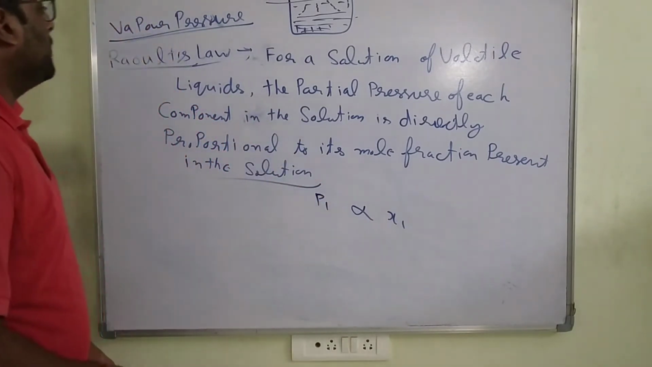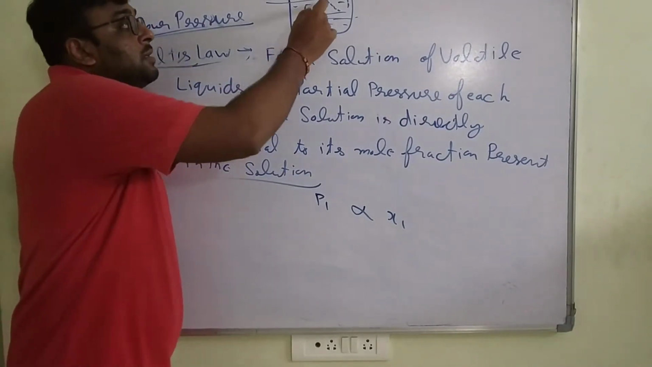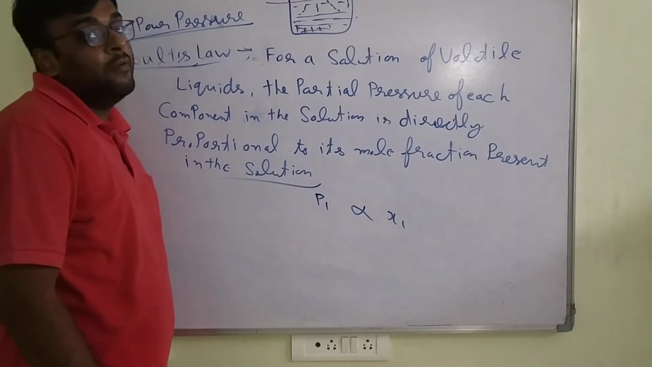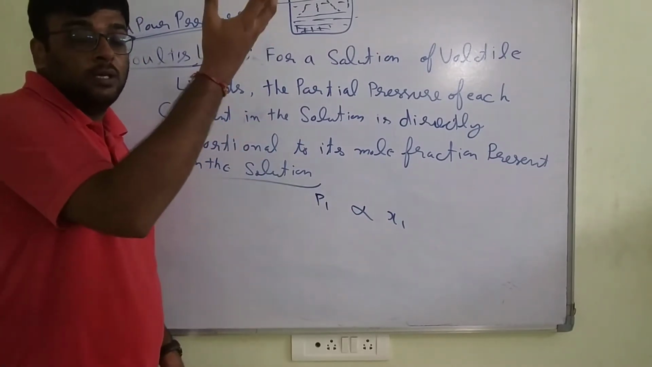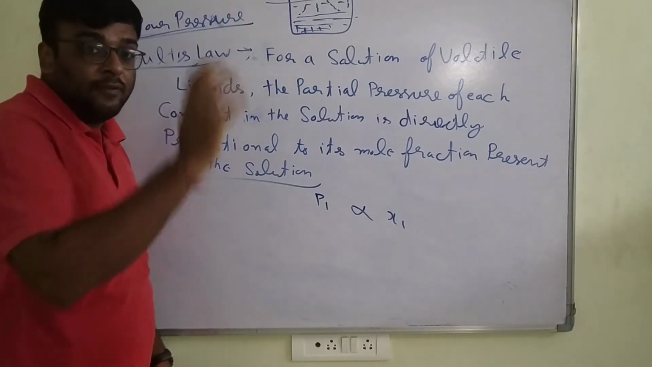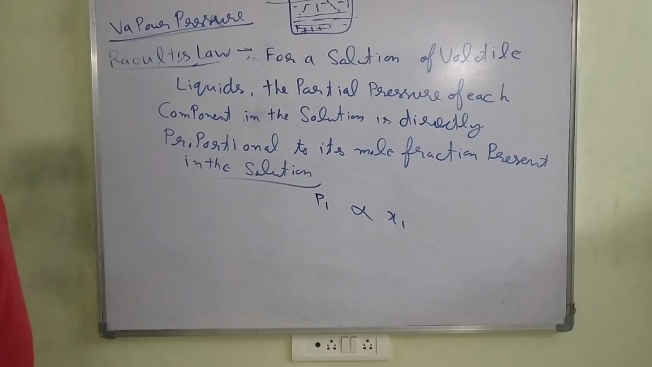Are you getting my point? What I am trying to say? So in this condition, the pressure applied in this container is called vapor pressure. For different liquids, if the particles are more vaporized, the vapor pressure is high. If the particles are less vaporized, then the vapor pressure is low. Are you getting my point? Next is Raoult's law.